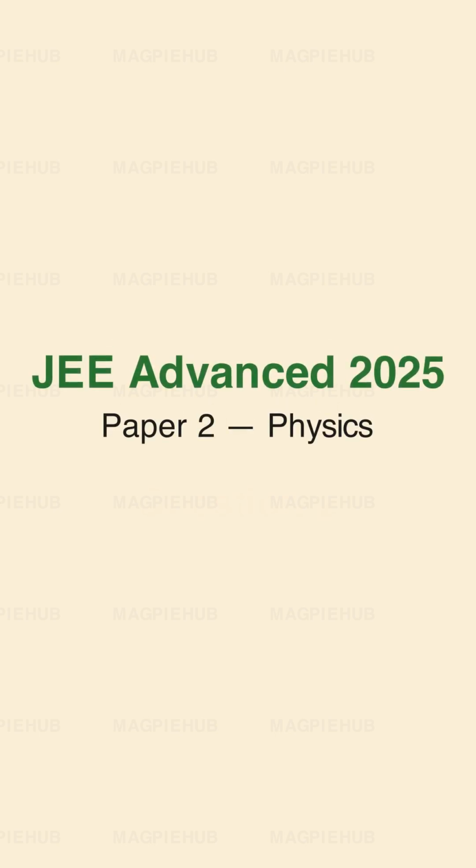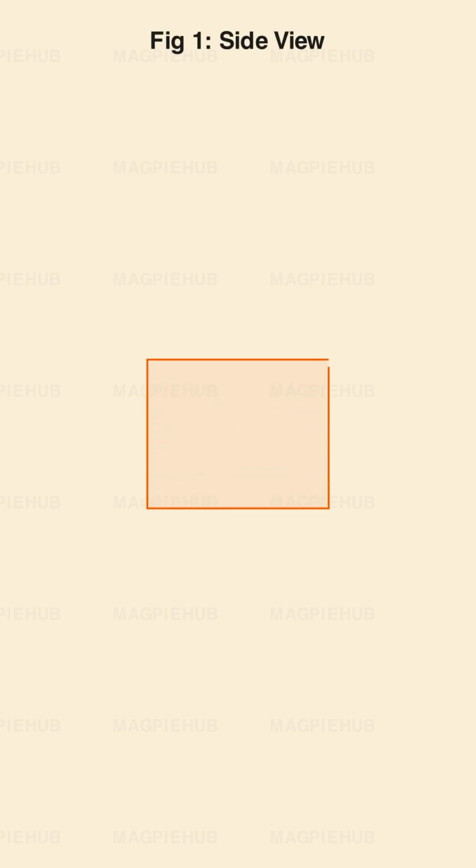JEE Advanced 2025, Paper 2, Physics, Question 2. Let us first visualize the setup. We have two coaxial conducting cylinders of the same length L. The inner cylinder has radius √2 times r and carries charge q. The outer cylinder has radius 2r and is grounded. The annular region between them is filled with a dielectric of kappa equals 5.